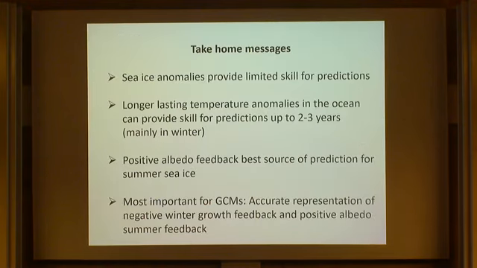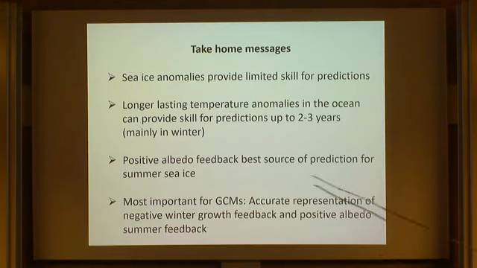Okay, some messages. I think this is important. Sea ice anomalies provide limited skill for predictions because sea ice changes very quickly to the climate state. So it is quite difficult to make predictions from that for longer periods. When we look at temperature anomalies in the ocean, this is possible. They sometimes last for a couple of years, so skillful predictions are possible, mainly for the winter sea ice, for up to 2 to 3 years.